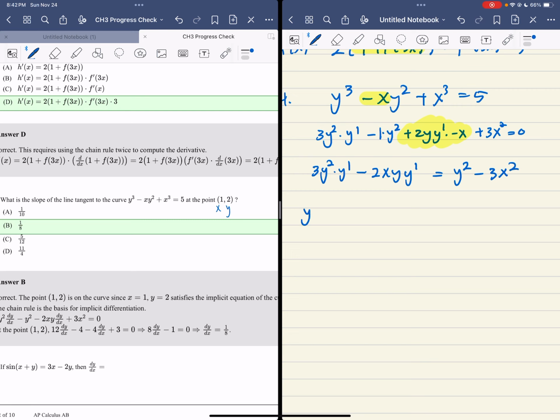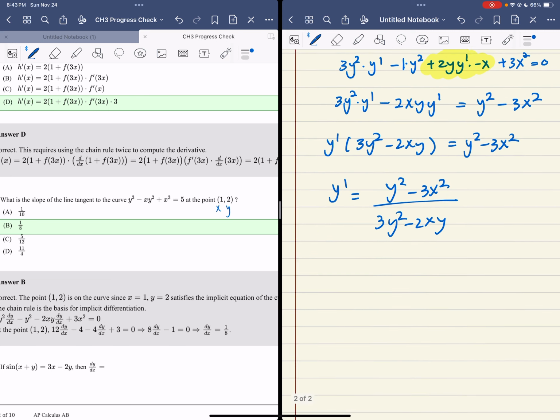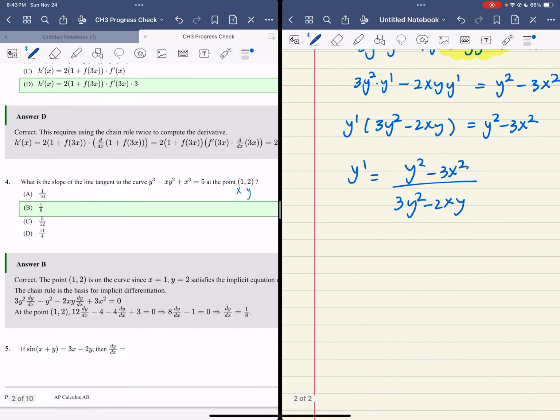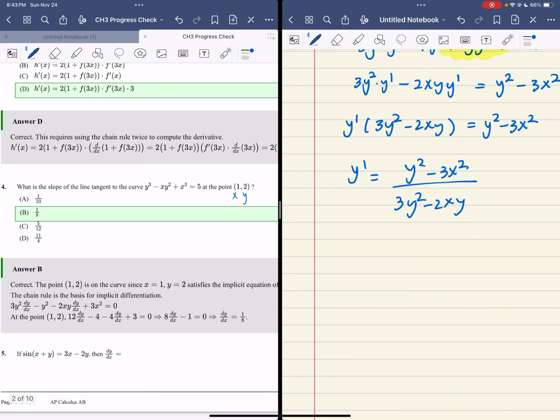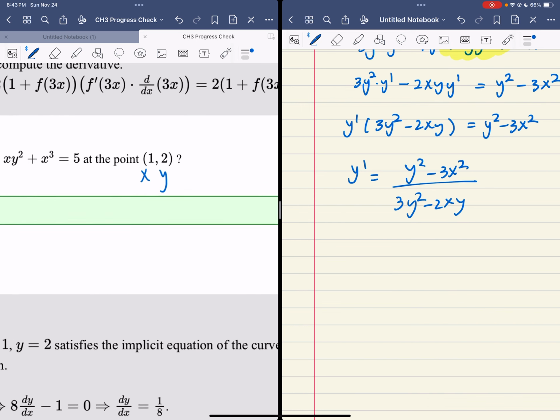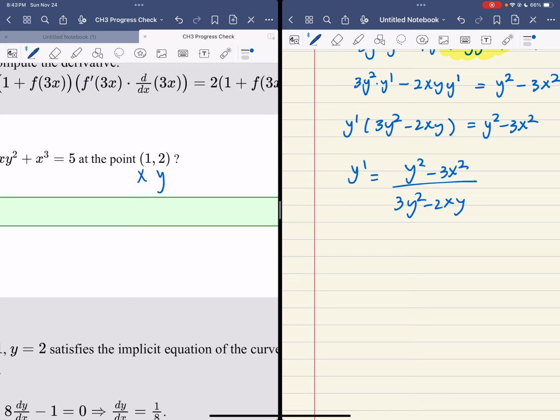Now I can factor out y prime, so it's gonna be 3y squared minus 2xy equals y squared minus 3x squared. Therefore, y prime is y squared minus 3x squared over 3y squared minus 2xy. So that's the slope. And the question is only asking for the slope. So the only thing that I have to do now is to plug in x and y.